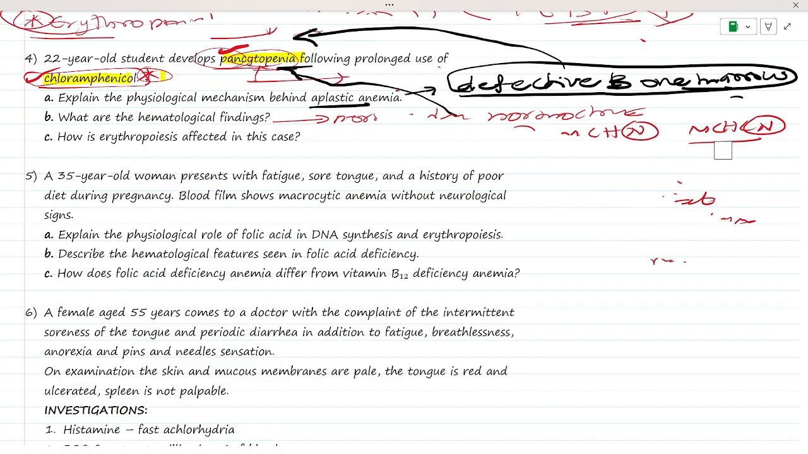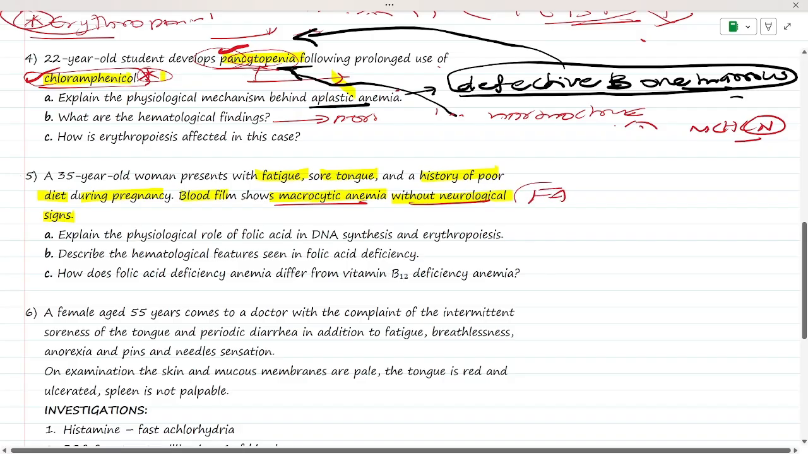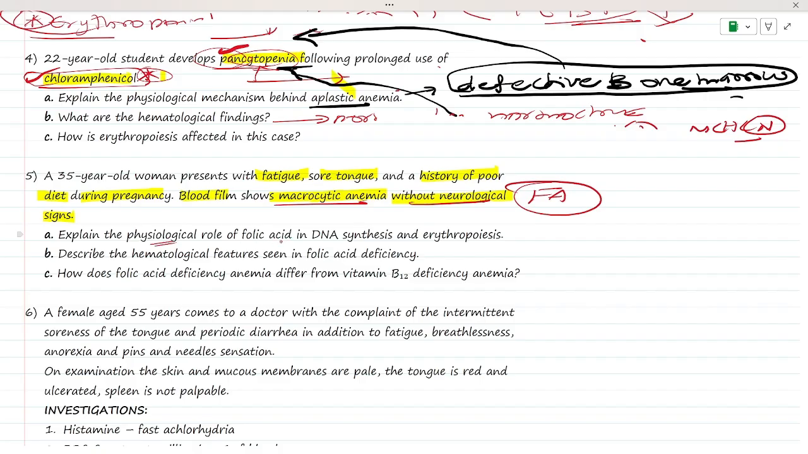The fifth question goes like this. A 35-year-old woman presents with fatigue, sore tongue, and a history of poor diet during pregnancy. Blood film shows macrocytic anemia without neurological sign. Obviously, macrocytic anemia without neurological sign, you have it in mind. Do comment, guys. It is obviously folic acid deficiency, right? It is due to the deficiency of folic acid. Now, what is the question? Explain the physiological role of folic acid in DNA synthesis and erythropoiesis.